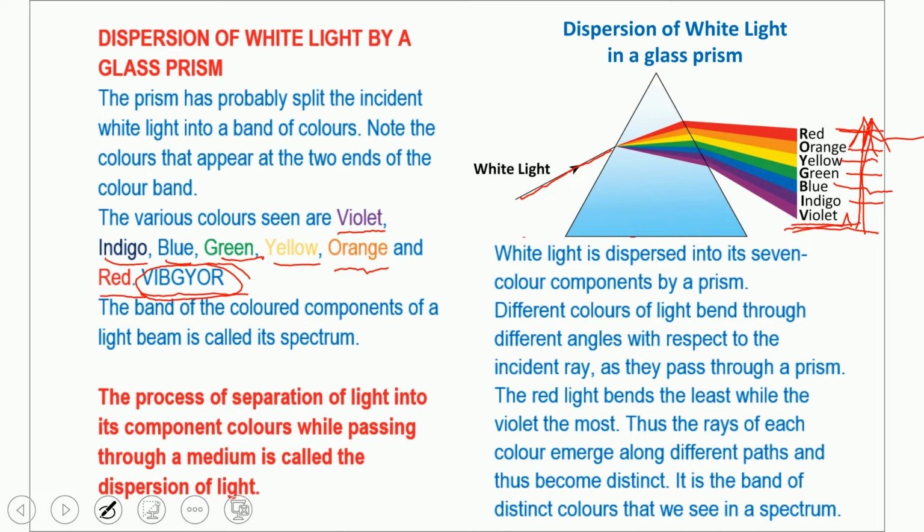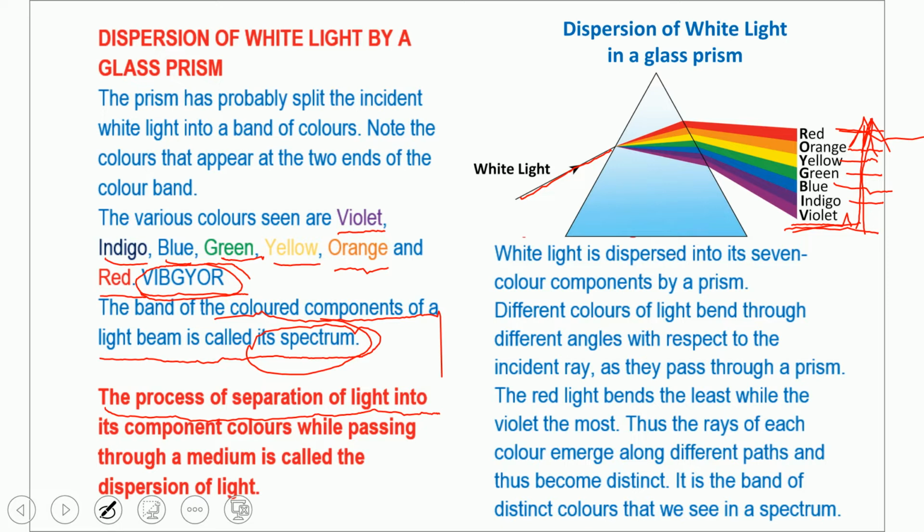So the band of color components of a light beam is called a spectrum. So what is a spectrum? The band of these colors is called a spectrum. So a spectrum is formed. Now what is dispersion? Look here, the process of separation of light. In the place of light, you can write white light.